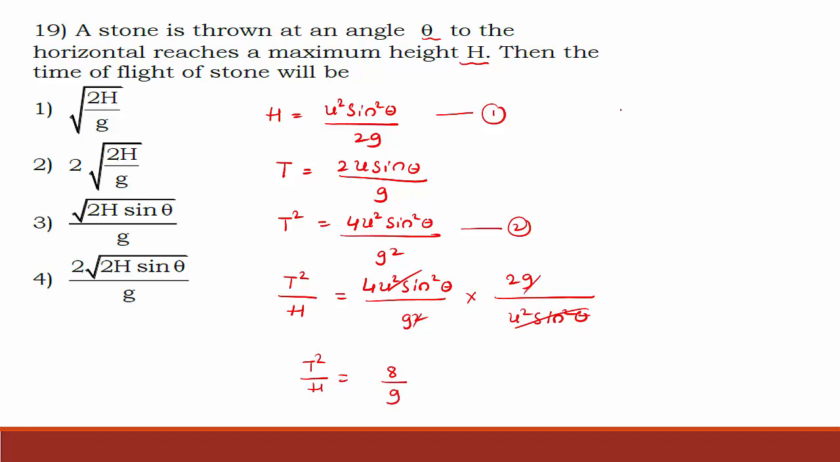So t square equal to 8h divided by g. Squaring on both sides, therefore t equal to root of 8h divided by g. Or we can write this as 2 root of 2h divided by g. So 2 into root of 2h divided by g, option 2 is right.